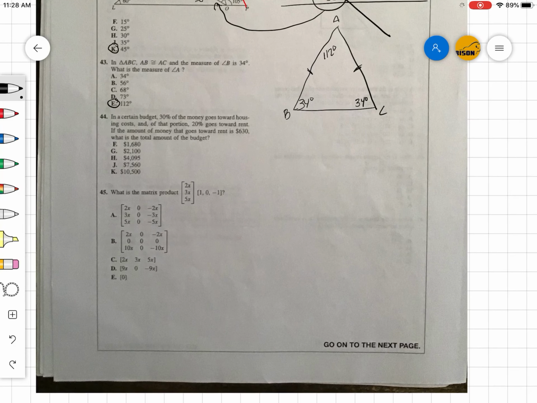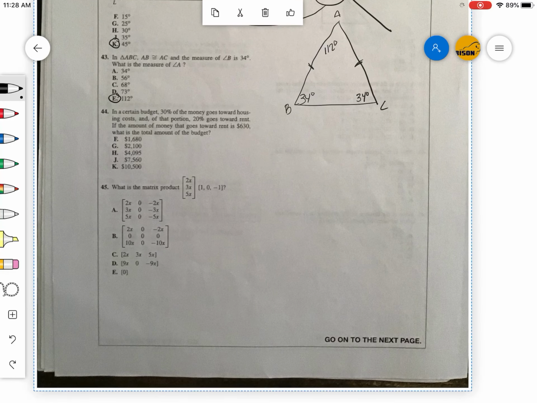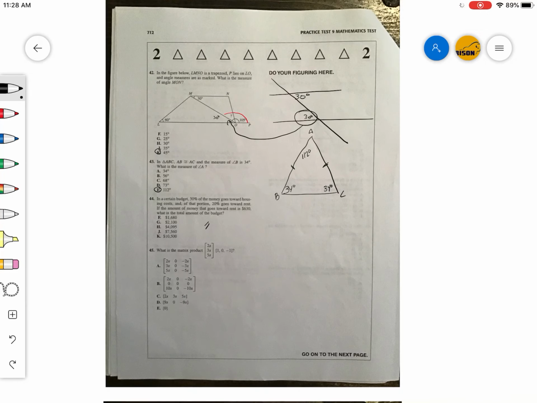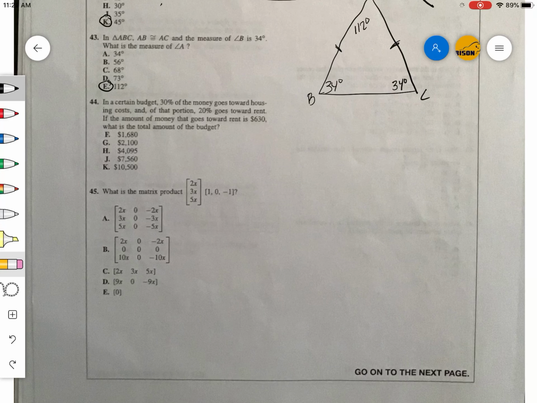So 44. A certain budget, 30% of the money goes towards housing costs, and of that portion, 20% goes to rent. If the amount of money that goes toward rent is $630, what is the total amount of the budget? All right, so we got a is over of equals percent over 100 situation here. So we've got to do this twice. All right, so we know 630 is what we're working with right now. That's 20% of 30%, okay?